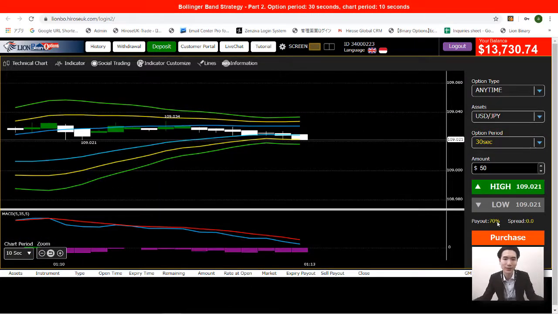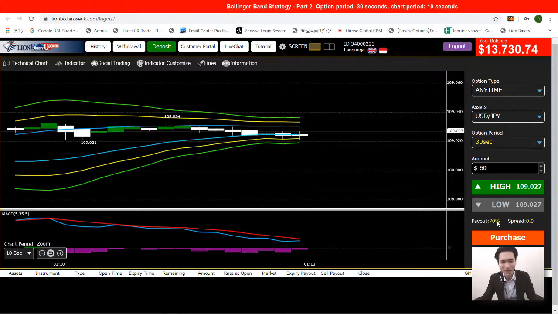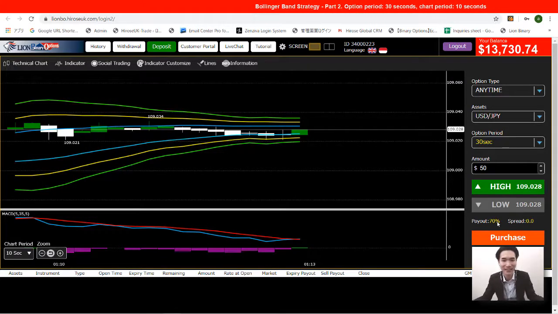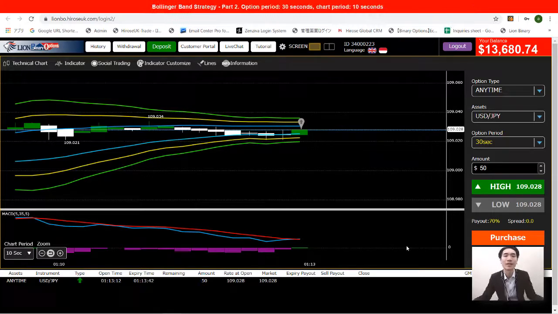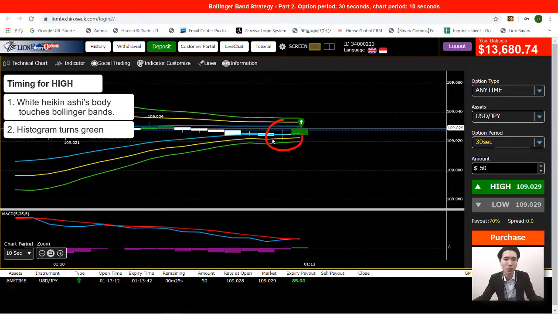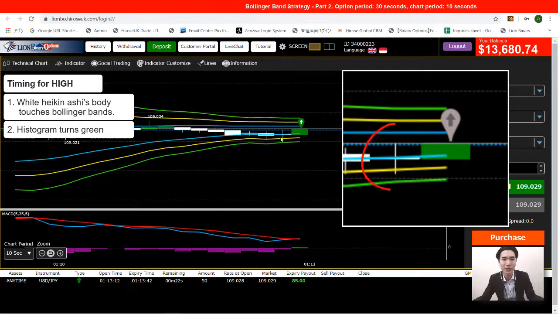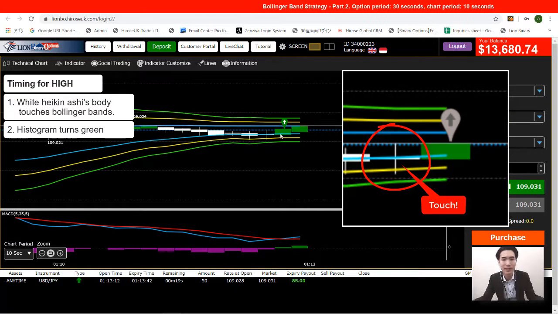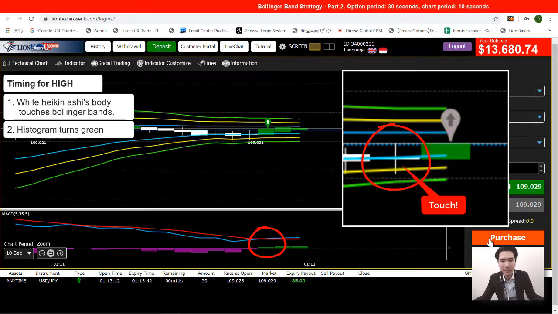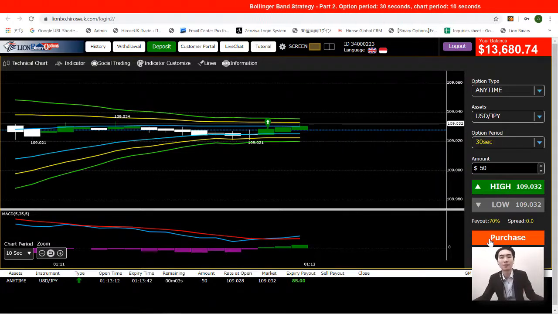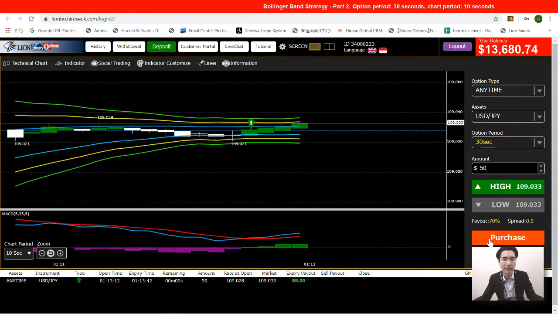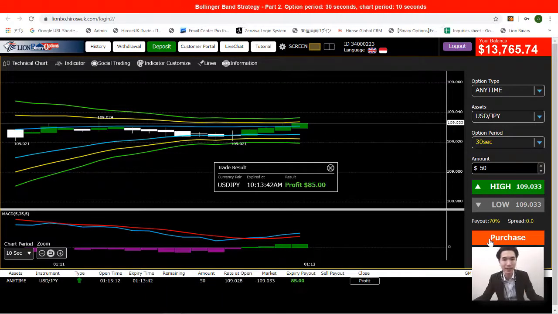So now let's try to place a trade, and after I place my trade, I will explain the purchase timing to you. Okay, I placed a high here. You see this white Heikin Ashi body touches the Bollinger Bands, the blue lines. And if I head to the MACD, the histogram is green, so that's a bullish indication. So I have 2 bullish indications here, that's why I placed a high position. Now the trade is about to end. Okay, it's ended in profit.